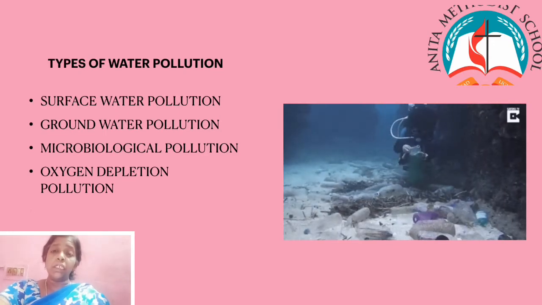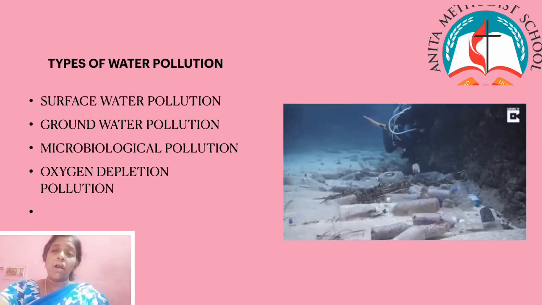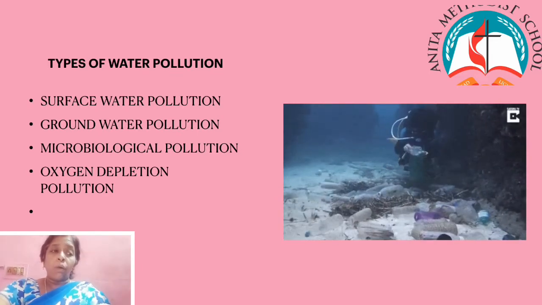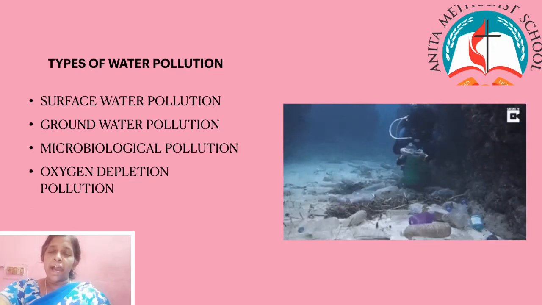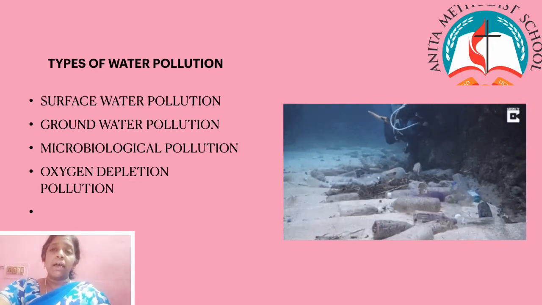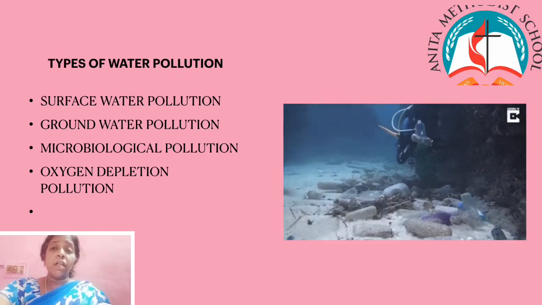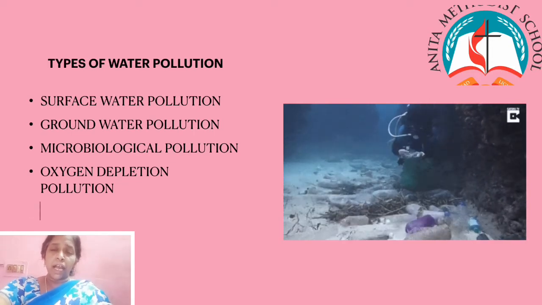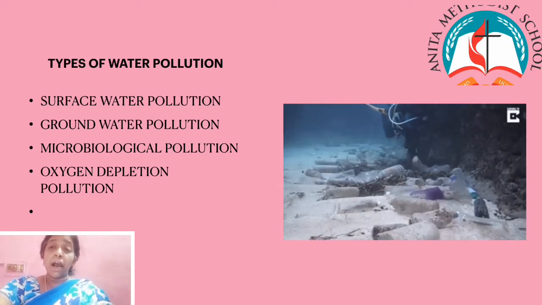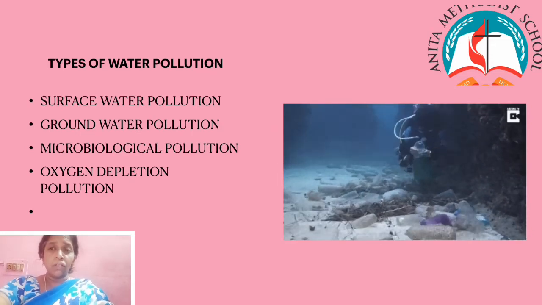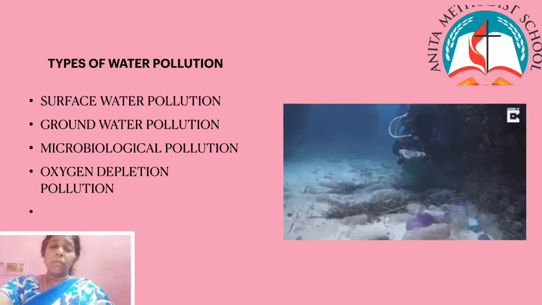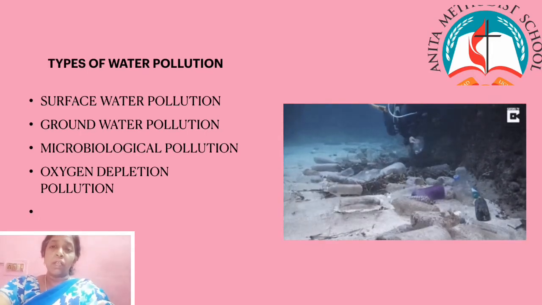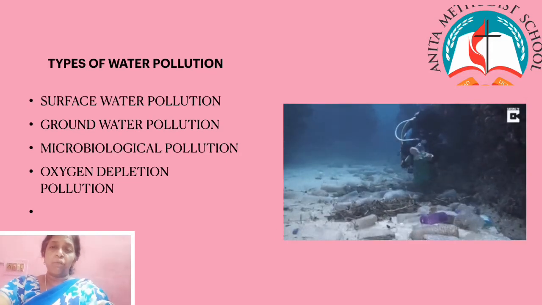Next one, oxygen depletion pollution. It means when oxygen levels in the water are depleted, the harmless aerobic microorganisms are removed, and the harmful anaerobic microorganisms will survive. These anaerobic microorganisms are harmful to people, to animals, and also to the environment, and they produce harmful toxins such as ammonia and sulfide. This is known as oxygen depletion pollution.